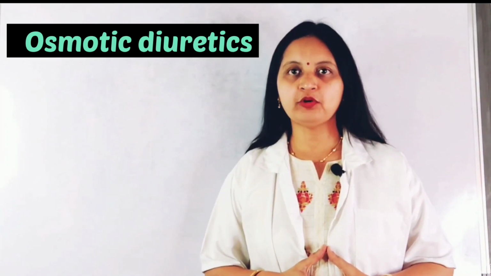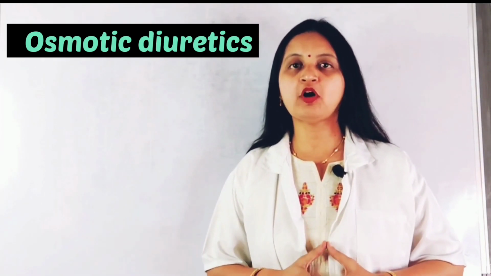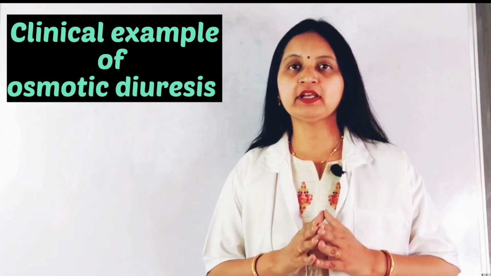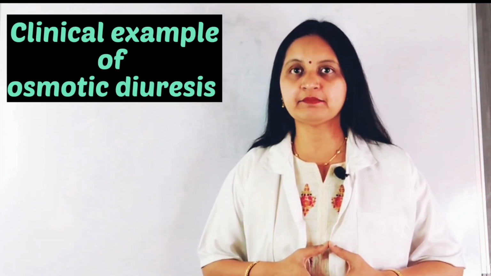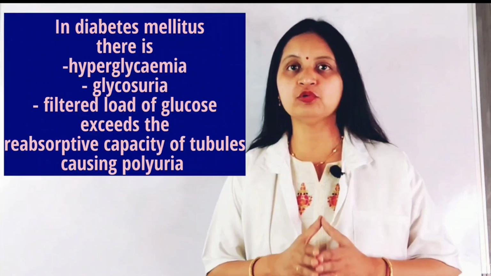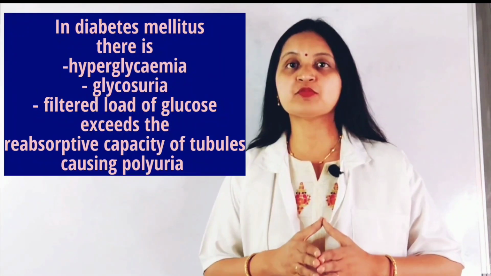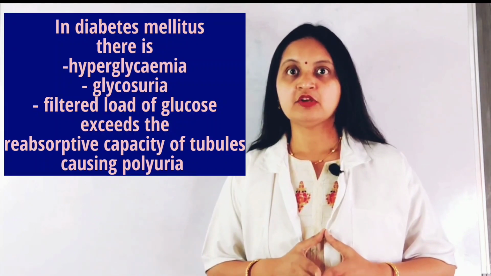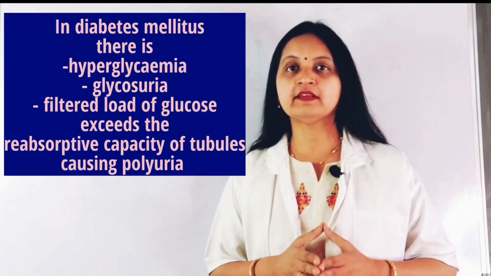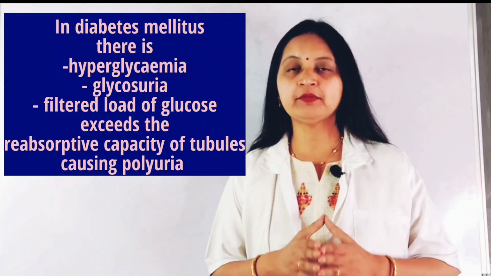Next, we move on to osmotic diuretics. Osmosis is the movement of solvent from the region of low solute concentration to the region of higher solute concentration through a semi-permeable membrane. Clinical example of osmotic diuresis is polyuria in diabetes mellitus. In diabetes mellitus, there is hyperglycemia causing glycosuria. There is increased filtered load of glucose in urine, which exceeds the reabsorptive capacity of the tubules. So this retains or extracts water through the tubular membrane and causes water diuresis, increases the voidable urine.